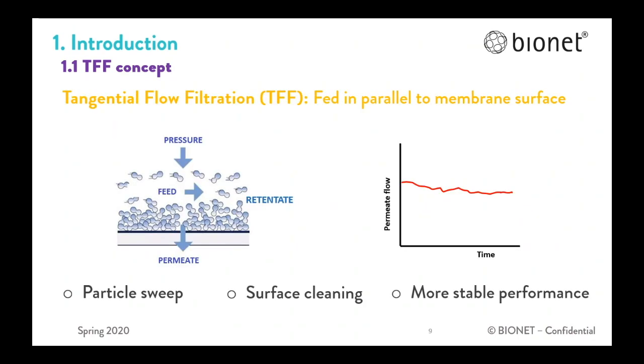Tangential flow filtration, or TFF, is a type of filtration where the starting solution is fed in parallel to the membrane surface, which implies the following advantages. A certain fraction sweeps along particles, which has a surface cleaning effect, allowing a permeate flow more stable over time.